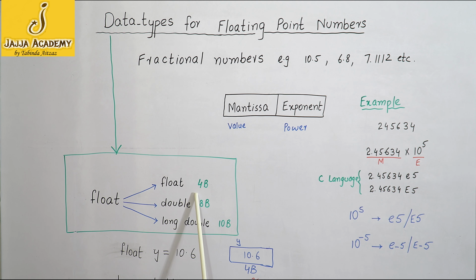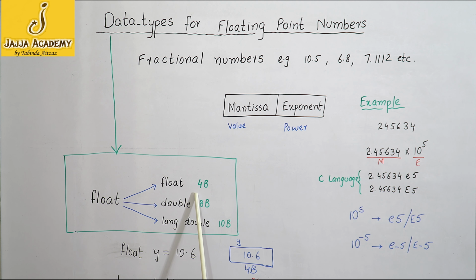The fractional numbers are stored in memory in two parts: mantissa and exponent. The mantissa part is the value of the number and the exponent is the power to which the number is raised. For example, if I want to store this number in exponential notation, then it will be written as 2.45634 multiplied by 10 raised to power 5.